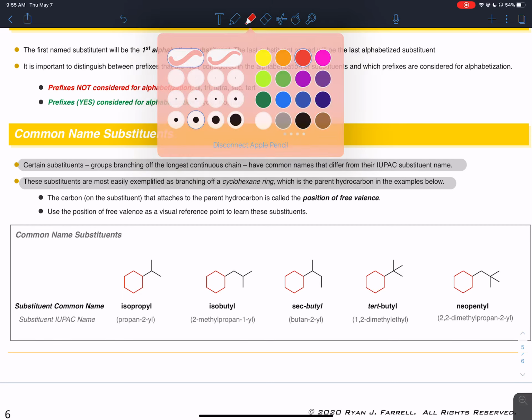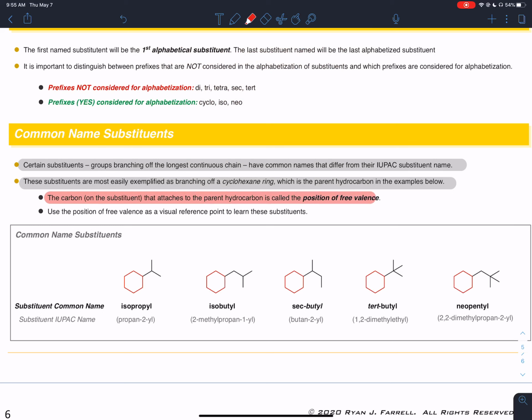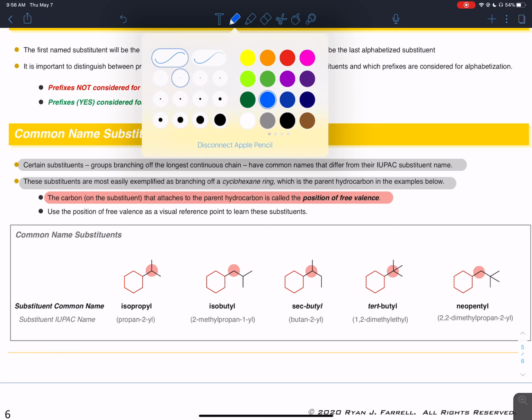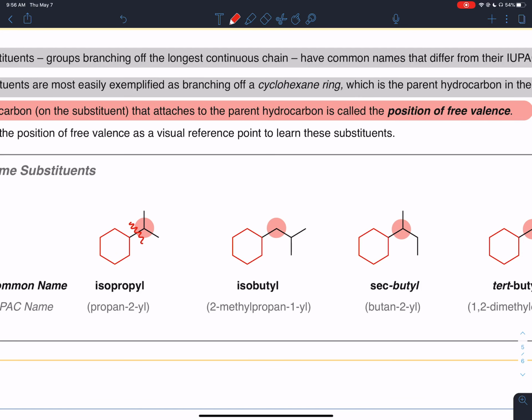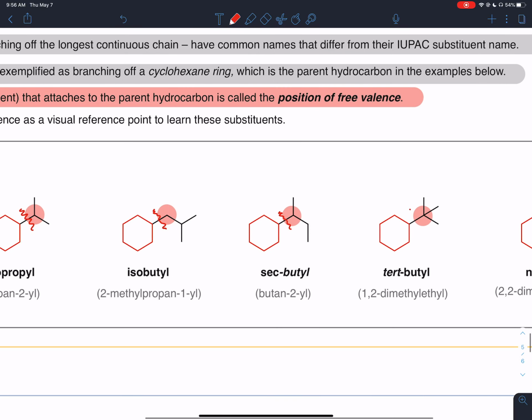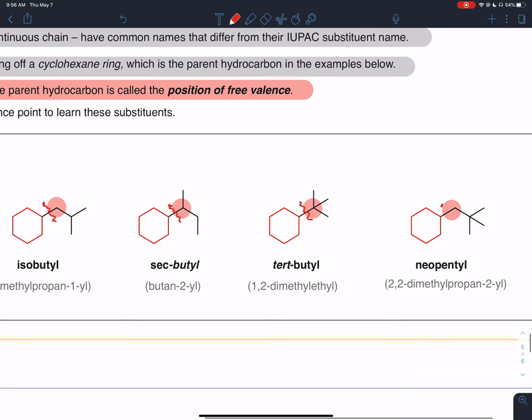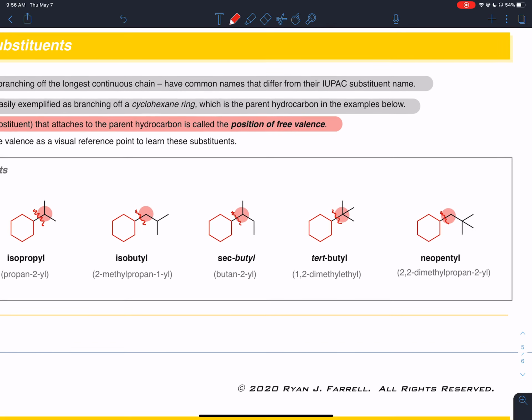Another thing I want to throw out here real quick is the idea of something called the position of free valence. The position of free valence is the carbon of that substituent that is connected to the parent hydrocarbon. In other words, you could visually slice that bond there, and the carbons I've indicated with red shading are the carbons pertaining to the position of free valence, that connection point of the carbon of the substituent to the parent hydrocarbon.